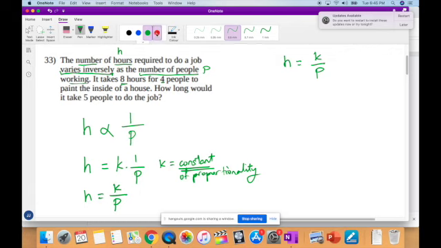So now they give us all the information. They say it takes 8 hours. So 8 hours is equal to K over 4 people. So now it's easy for me to find K. Therefore, K is equal to 8 multiplied by 4, which is what? 32?